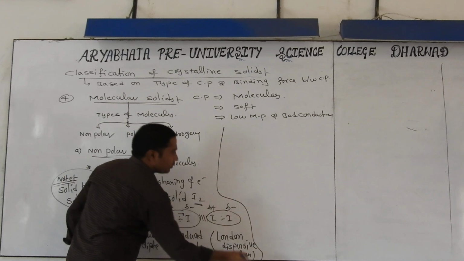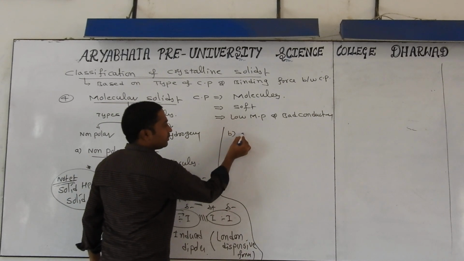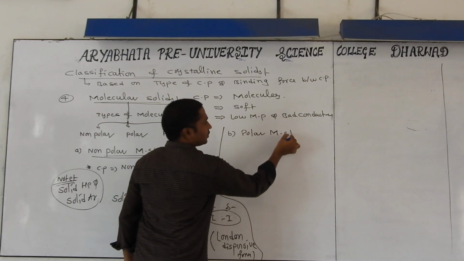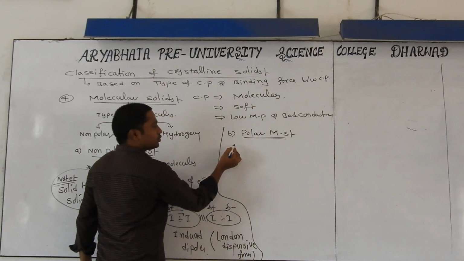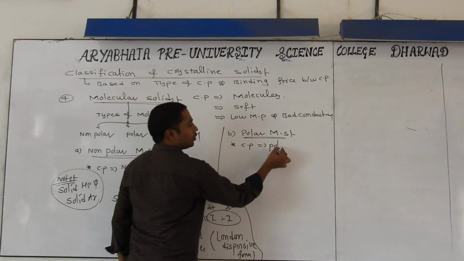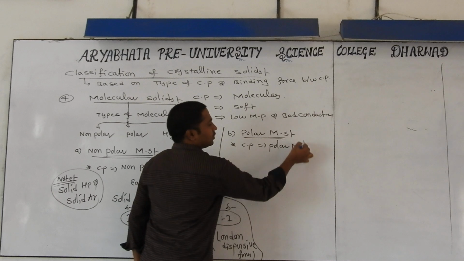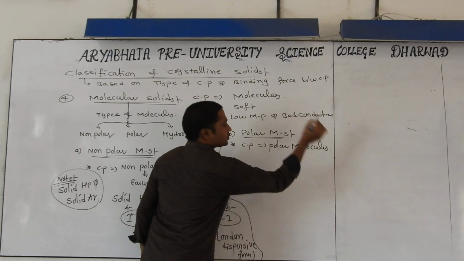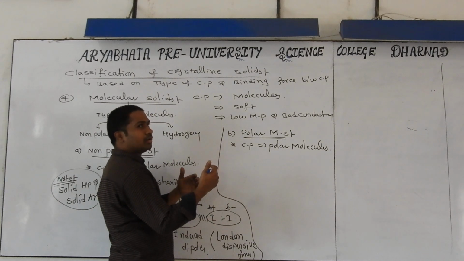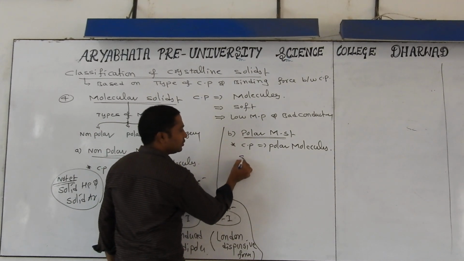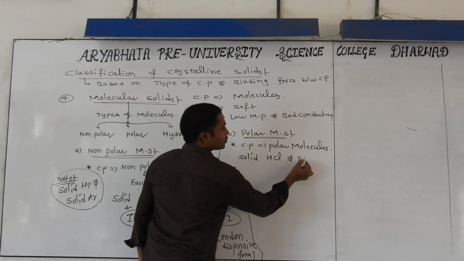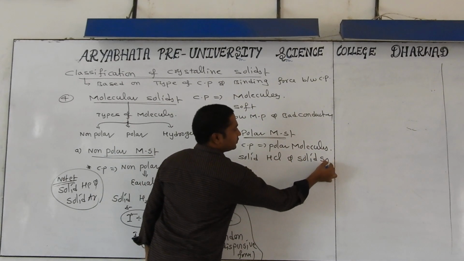Now we are discussing the second category. It is nothing but polar molecular solids. Okay, you know very well. So what is the constituent particle here? It is nothing but polar molecules. Polar molecules are the constituent particles. So can you give some examples of polar covalent bond molecules? For example, solid HCl and solid SO2.